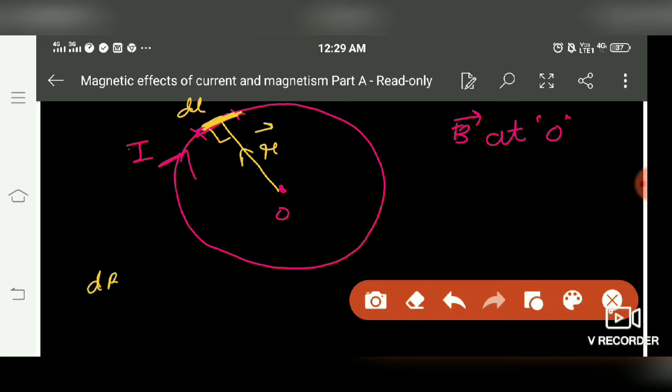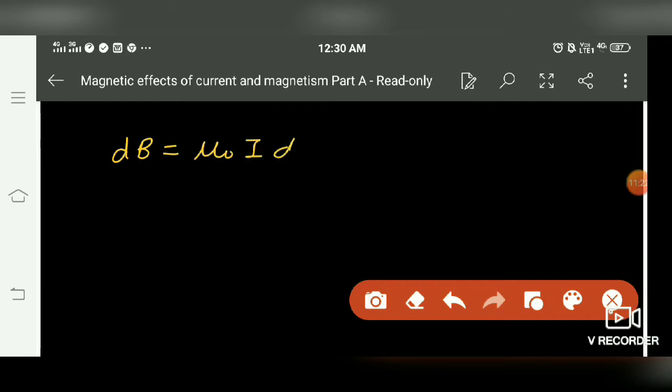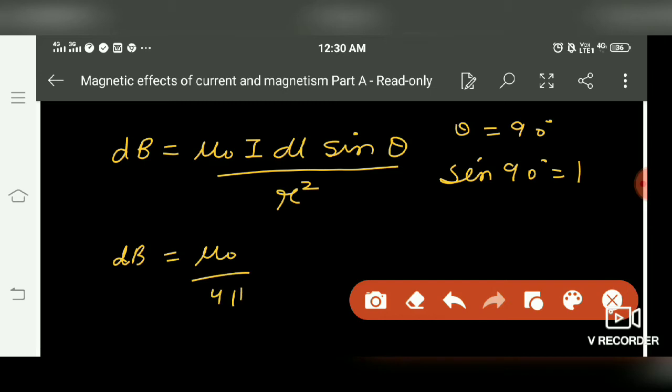As we know, dB is equal to mu naught by 4 pi I dl sin theta by r square. Here theta is 90 degrees, and we know sin 90 is equal to 1. So by substituting the value, we get dB is equal to mu naught upon 4 pi I dl upon r square. This is the magnetic field due to a small current element.